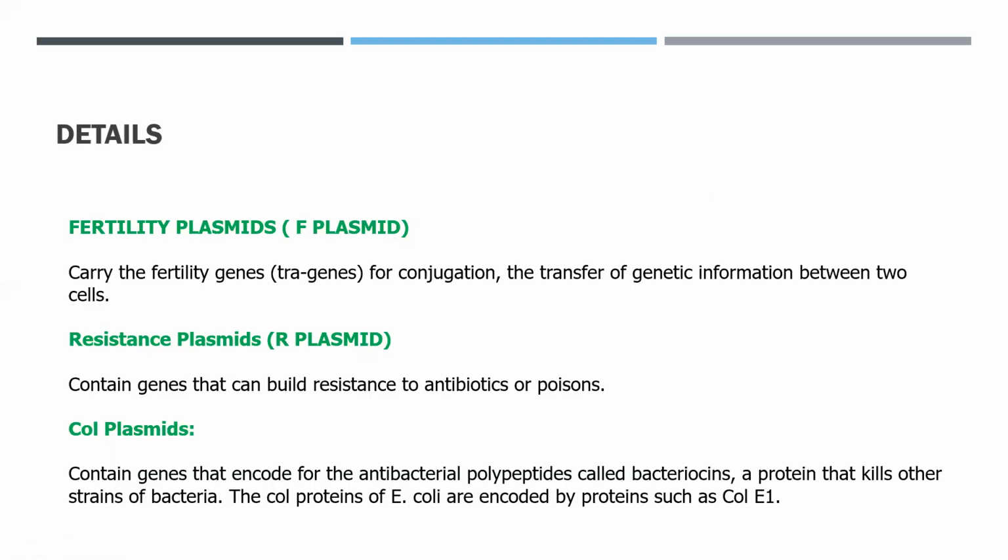Carry the fertility genes. Fertility genes means tra genes. Tra genes means transfer genes. Carry the fertility genes for conjugation process, the transfer of genetic information between two cells. Two cells means two bacterial cells.